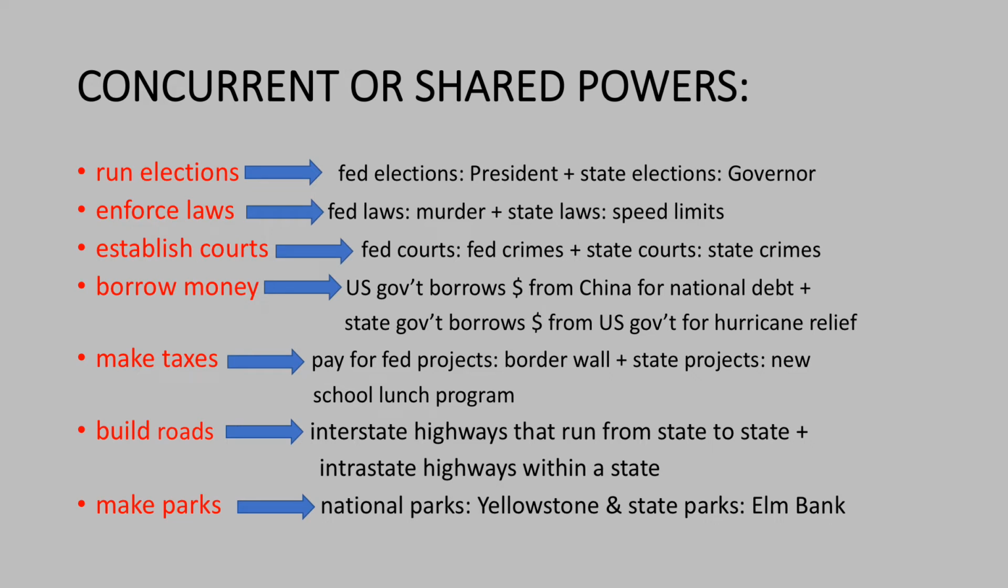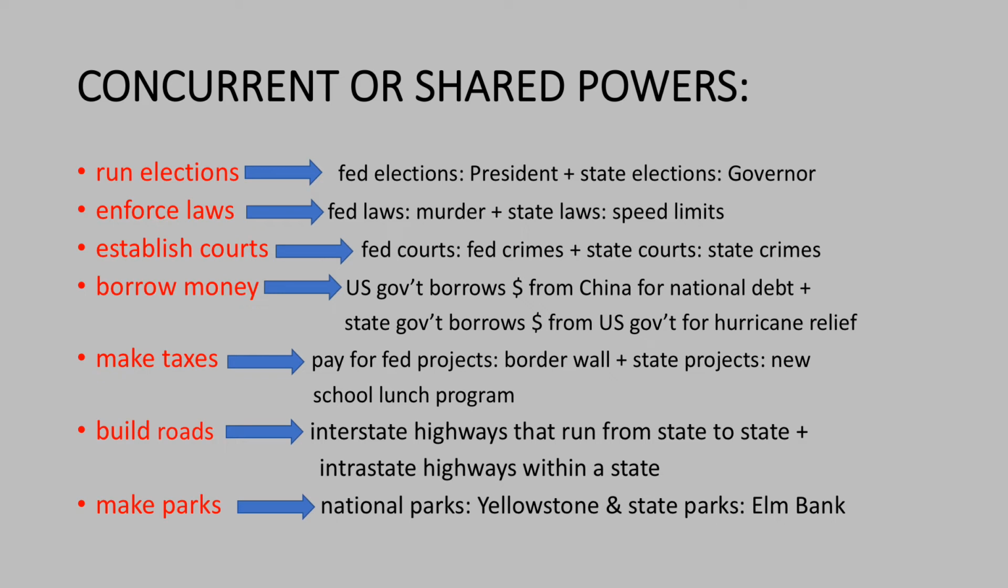For example, elections. We have federal elections for senators and president, and then we have state elections for state senators and governor. Each level has its own laws, and so each level must enforce its own laws, like murder at the federal level and speed limits at the state level. If I break a speed limit, I might be called into a state court to talk about it, to plead guilty or not guilty, and to get punished. However, if I commit a federal crime like murder, I'll be going to a federal court because it's a federal law. And so establishing courts is another concurrent power.